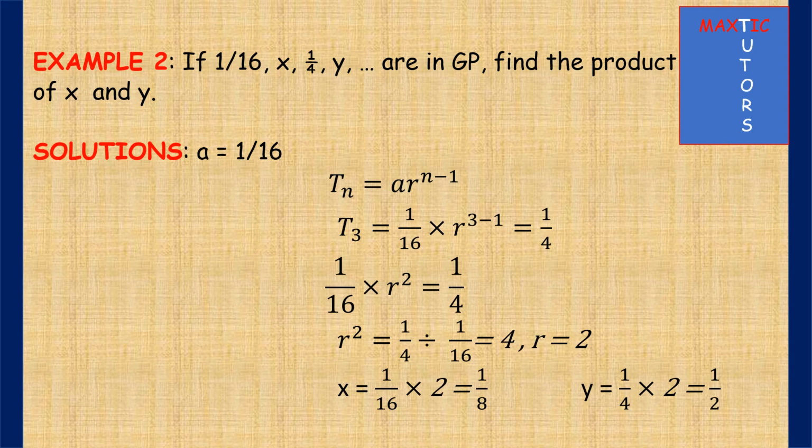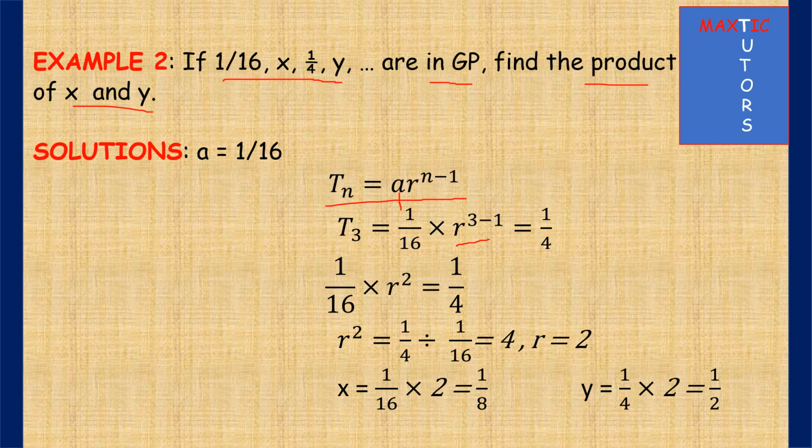Then here I have, if you have 1 over 16, you have x, you have 1 over 4, and you have y, and they are in GP. Find the product of X and Y. So you need to find the values of X and Y, then multiply. From the formula, T3, which is 1 over 4, is equal to A, which is 1 over 16. R is what we don't know. N is 3. And you equate this to 1 over 4, because the third term is 1 over 4. And so you have 1 over 16 times R raised to power 2 equals to 1 over 4.